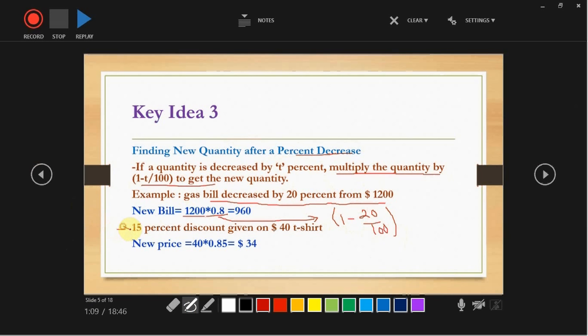As a second example, a 15% discount is given on a $40 t-shirt. The new price will be $40 into 0.85. This 0.85 is 1 minus 15 over 100. So the discounted price will be $34.